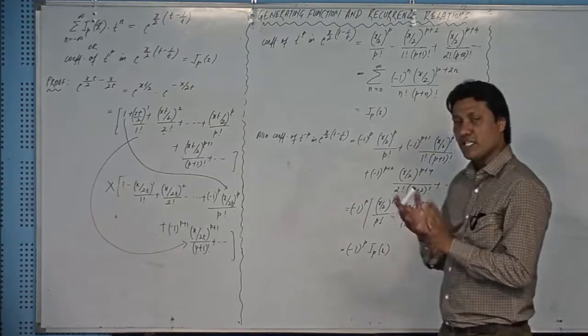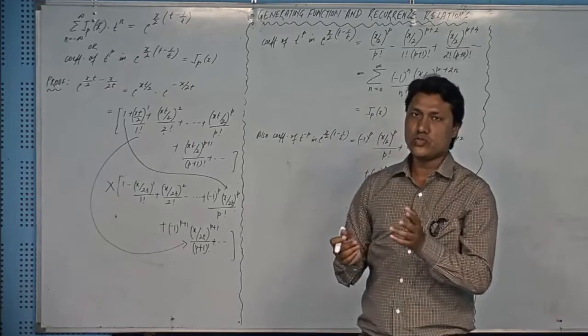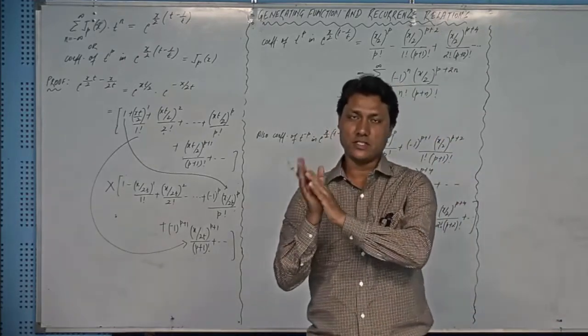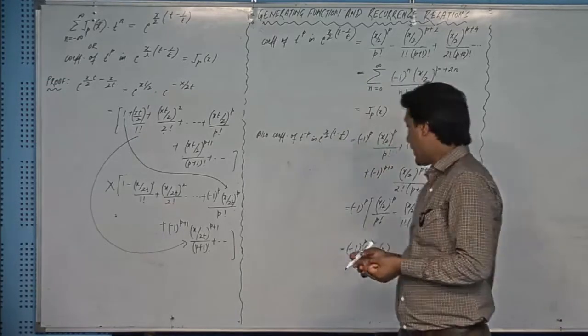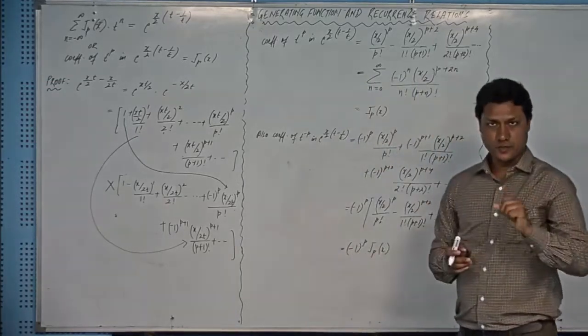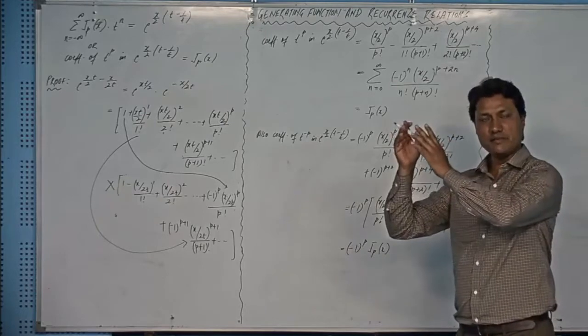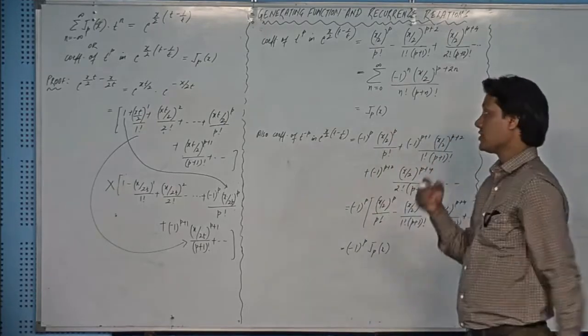In case when p is an integer, then the two solutions are dependent. Means JPX is dependent on J minus PX, and they are connected by a relationship, and that was J of minus PX is equal to minus 1 to the power p times JPX, right? We have derived that relation in the last video.